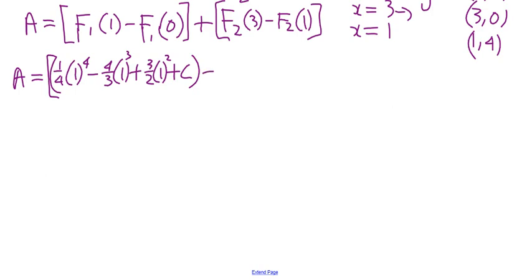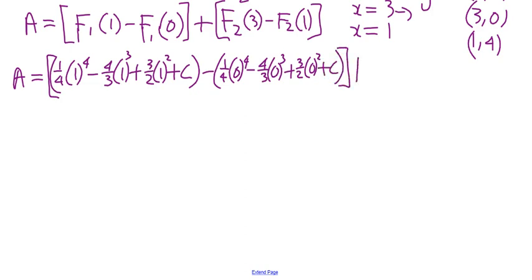Okay. Minus 1/4 of 0 to the 4th minus 4/3 of 0 cubed plus 3/2 of 0 squared plus c, plus. Okay. I'm going to go down to the next line. You should be able to get it across the page.